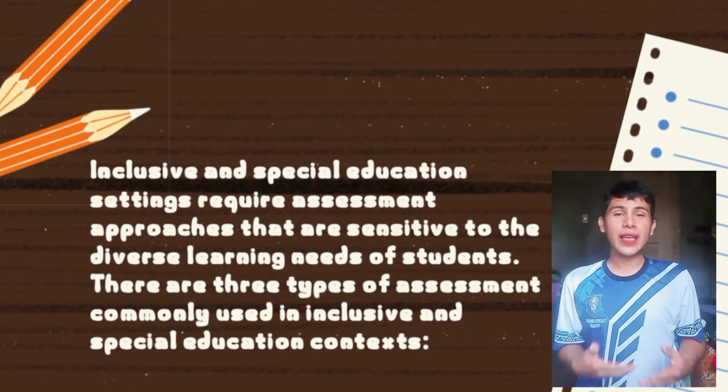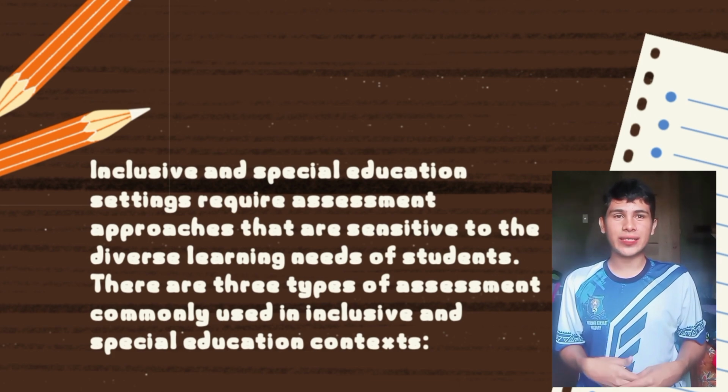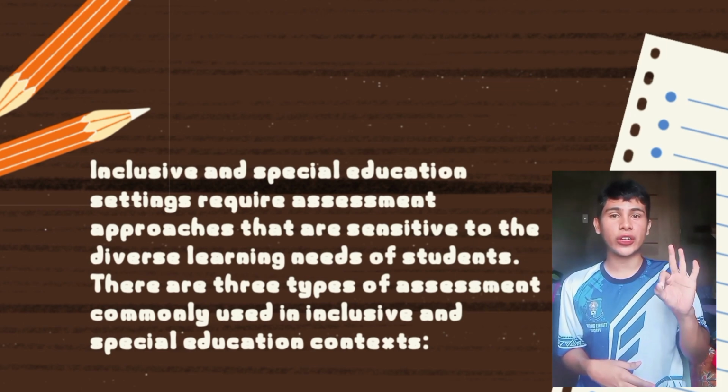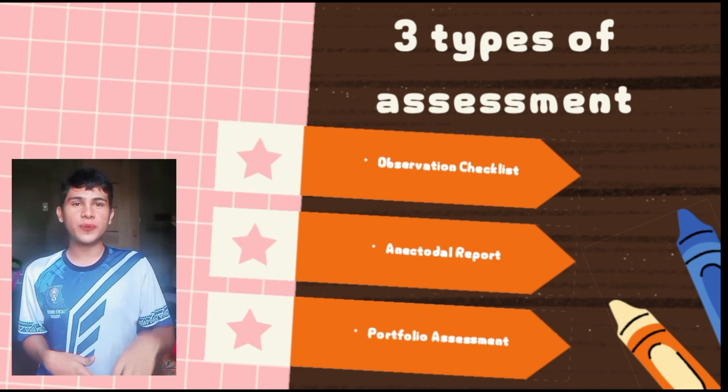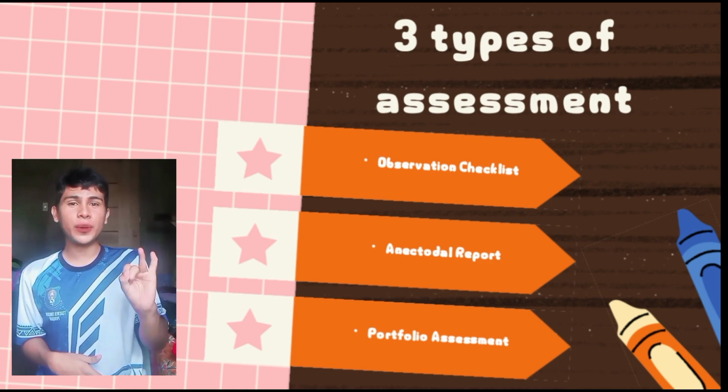Types of assessment. Inclusive and special education settings require assessment approaches that are sensitive to the diverse learning needs of the students. There are three types of assessments that are commonly used in inclusive and special education contexts. We have the observation checklist, anecdotal report, and portfolio assessment.